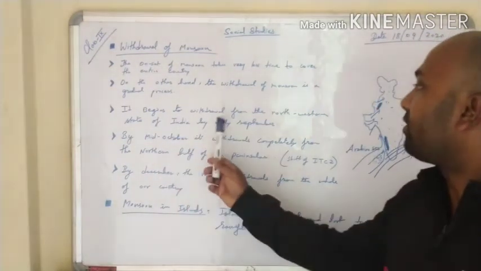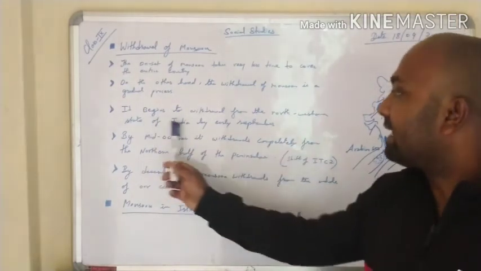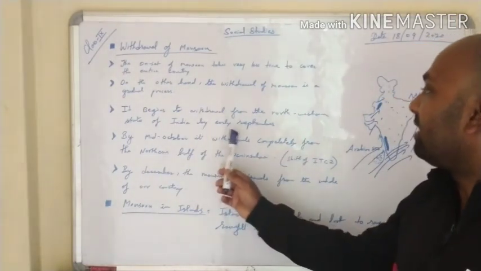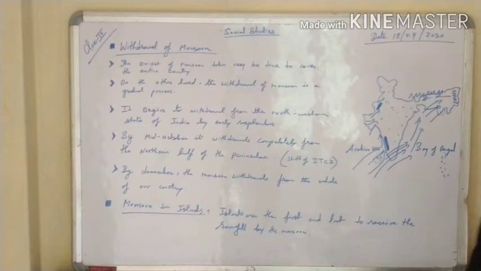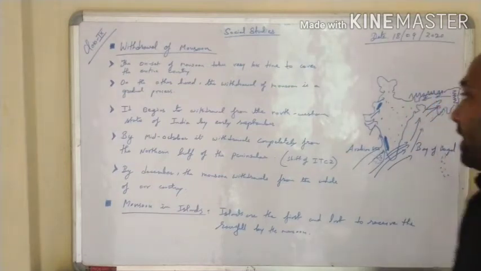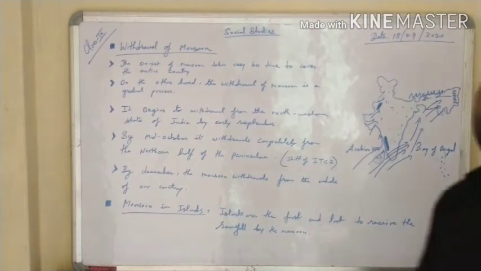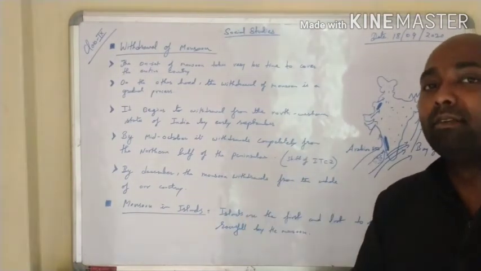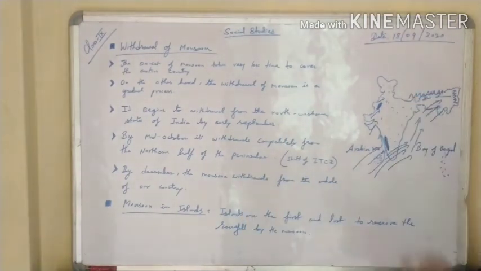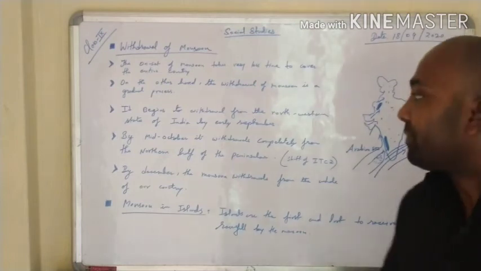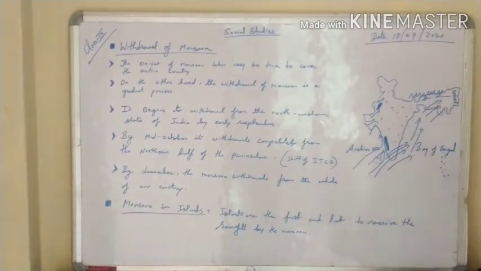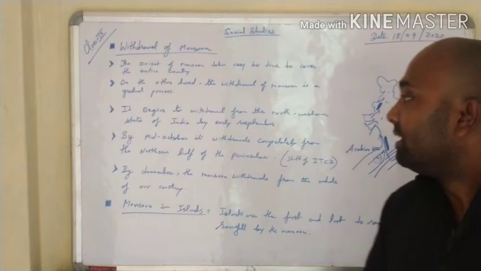It begins to withdraw from the northwestern states of India by early September. That means this is the month when the withdrawal has started. From the northern and northwestern part of our country, you'll find that the rainfall has slowly withdrawn. That means here the rainfall has stopped by now. This is the month of September and this is the exact time when the withdrawal season has started.